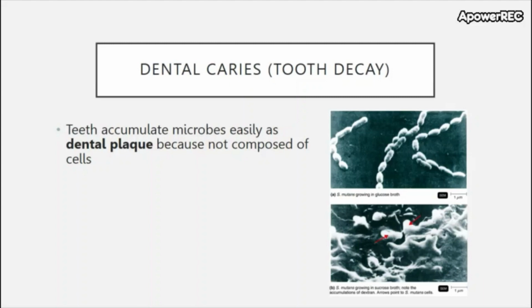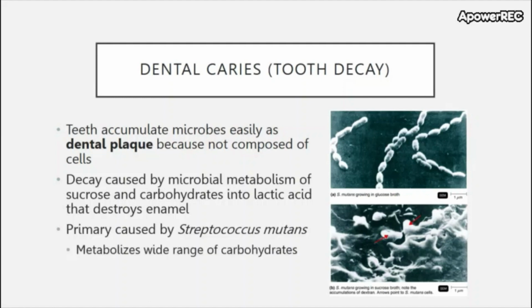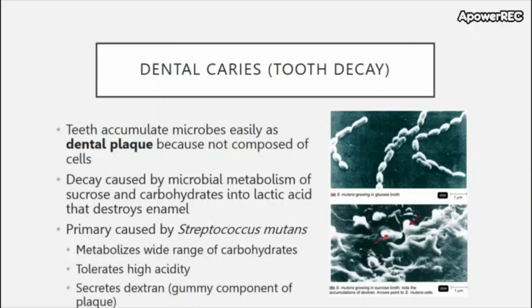As microbes accumulate on the teeth, they form what is known as dental plaque, which is not composed of cells. Decay caused by microbial metabolism of sucrose and carbohydrates into lactic acid destroys the enamel of the teeth. And again, this is mostly caused by Streptococcus mutans. Although it can metabolize a wide range of carbohydrates, it is very good at breaking down sucrose, and it tolerates a high level of acidity. When it breaks down sucrose, it secretes dextran, which is a gummy component of plaque.